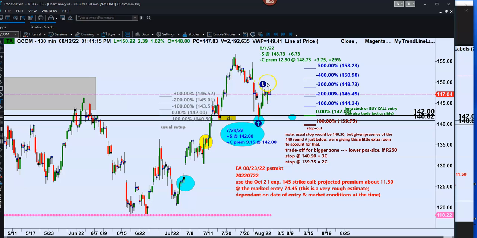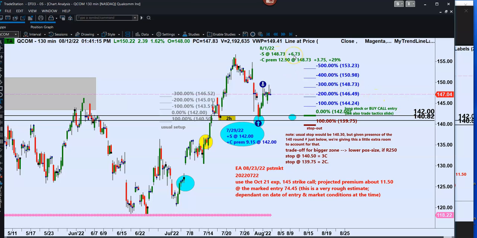And then by the time it came out, the premium was 12.90. So for the option, we made $3.75 on that bounce. That represented just a touch under a 30% return for the 2 days that we were in. So not too shabby. And of course, if you simply went long on the stock, you bought it again at 142 and got out at 148.73.